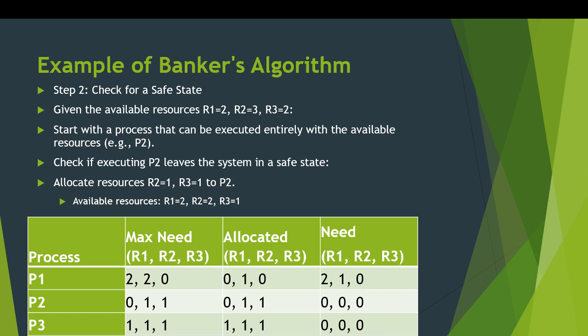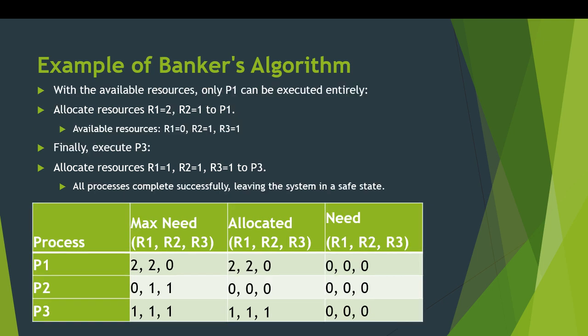After execution of P2, the resources R2 of 1 instance and R3 of 1 instance are available to reuse. Now after P2 we will move to P1. For P1 execution we need R1 2 and R2 2 and there's no instance needed for R3, so the available instances satisfy this, so we can execute P1. Finally we can easily execute P3. So this is the way you can run the Banker's algorithm.